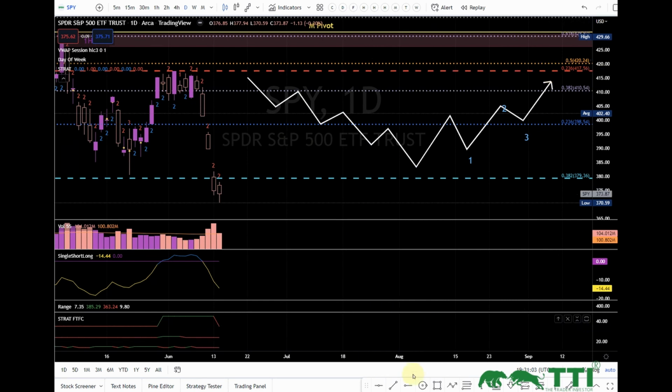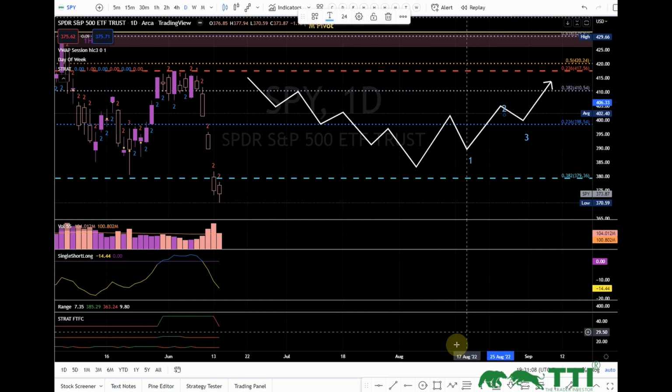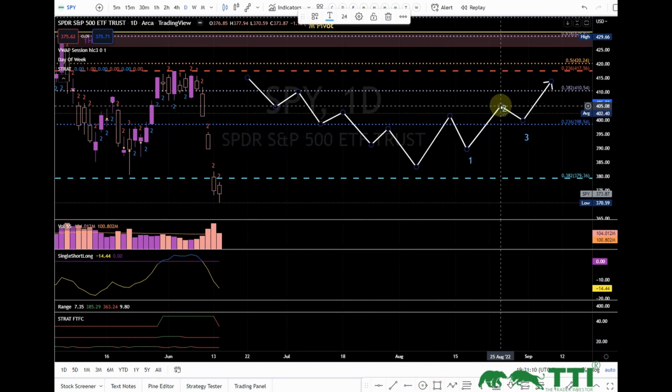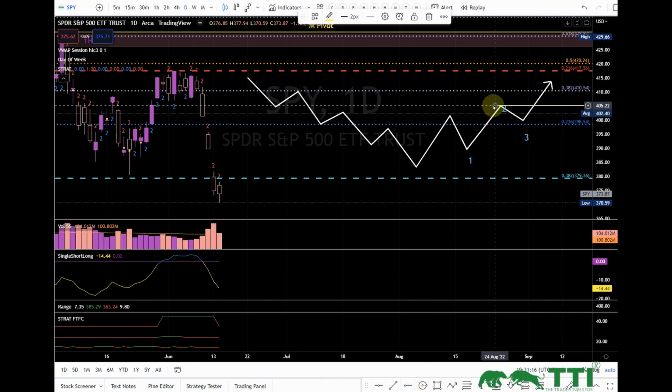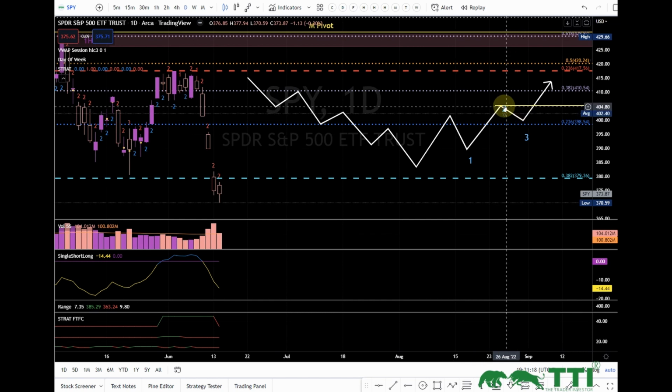and so that you can continue the way up. So now that you have identified your 1, 2, 3s, then you draw a line at your 2, and after 3, the next time it comes to 2, that's where you enter.